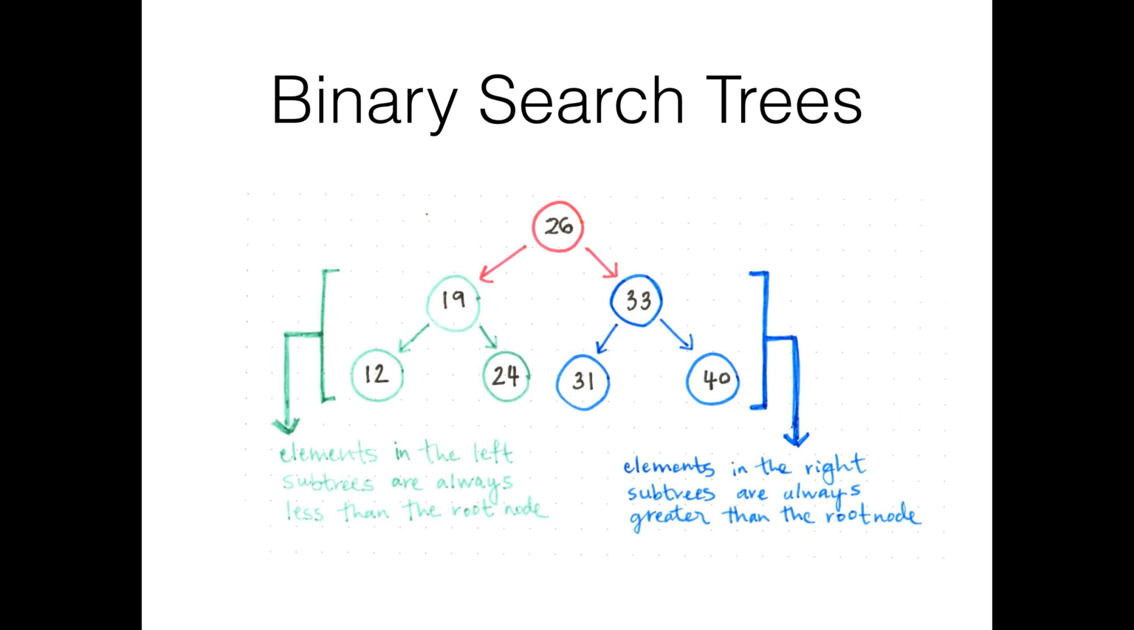You would start at 26. You'd say, oh, because it's less than 26, then you'd go to the left child of 26, which is 19, and then you'd go to the left child of 19, and then you'd run into 12, right? So that's basically how binary search could work as a tree, right?